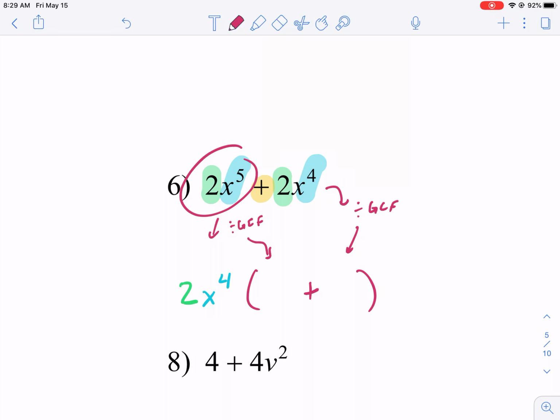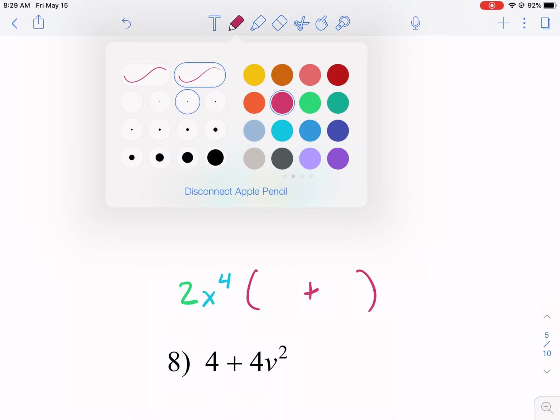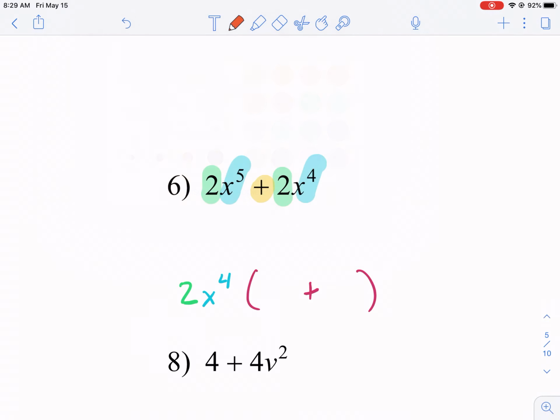Or you can think of it this way. I'm going to erase this. Hopefully you guys remember it. If you want to go back and pause, that's what I'd recommend, but I'm going to erase it. What I like to do is I simply say to myself, okay, what do I multiply 2x to the fourth times, question mark, equals 2x to the fifth.